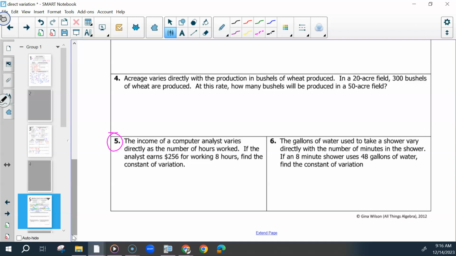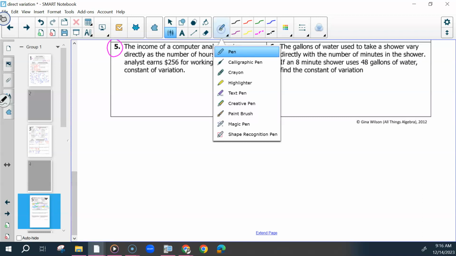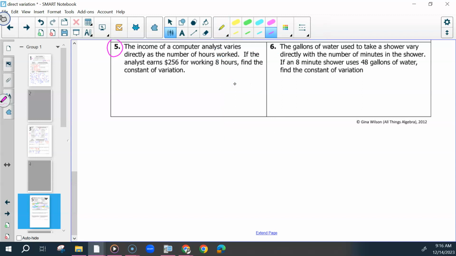Alright, so for number 5, the income of a computer analyst varies directly as the number of hours worked. If the analyst earns $256 for working 8 hours, find the constant of variation. What's important here? $256. 8 hours. What are we looking for?